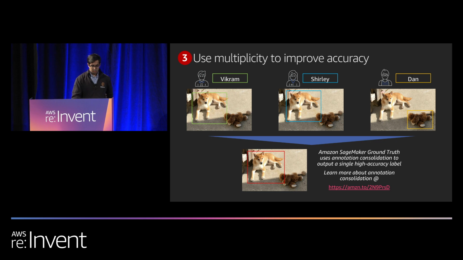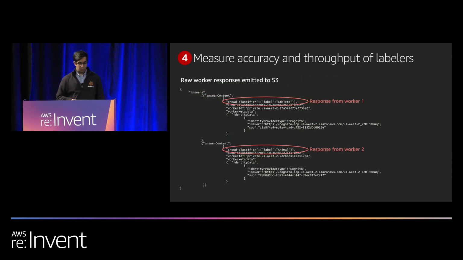All right, so best practice number 4, measuring the accuracy and throughput of your labelers, right? You want to consistently have a good understanding of what your labelers are doing well and where there might be potential issues. There's many ways to measure accuracy, many statistics for throughput that you want to calculate. Ultimately, that's your call, and we want to provide you the primitives to be able to calculate those statistics.